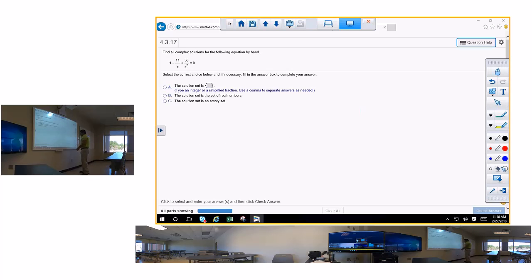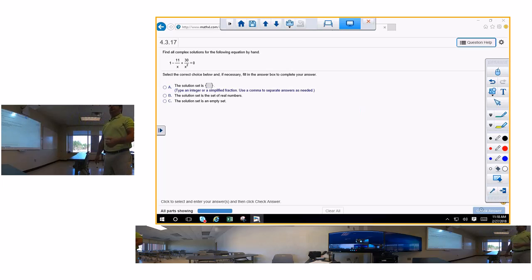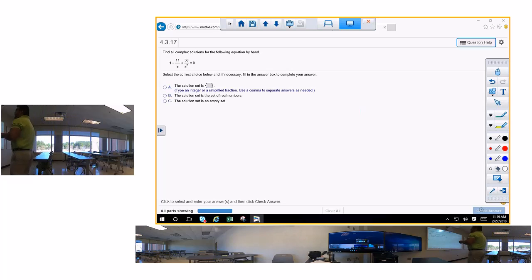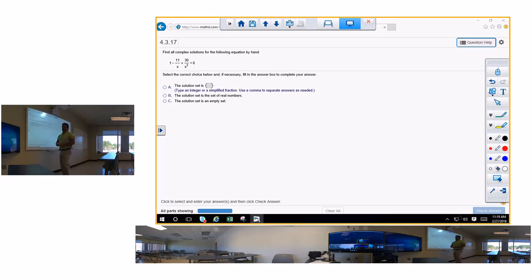And if you've had me for algebra in the past, you know that whenever there's a fraction in a function, I tell you to clear the fraction. Well, that's what we're going to do here. What is the common denominator of x squared and x? The common denominator is x squared.